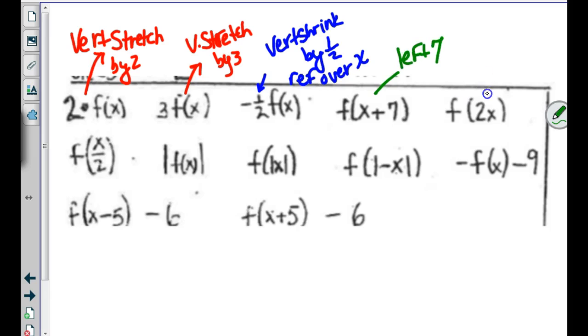Left, 7. Okay, this is our mortal enemy. Anything inside is what? Opposite of what it seems. So a 2 inside is a horizontal shrink by the reciprocal of this, which would be 1/2. So it's going to take all of the x values, the x-intercepts, and shrink them in by 1/2. But all the y values, the height, bottom and top of the graph, are going to stay the same.